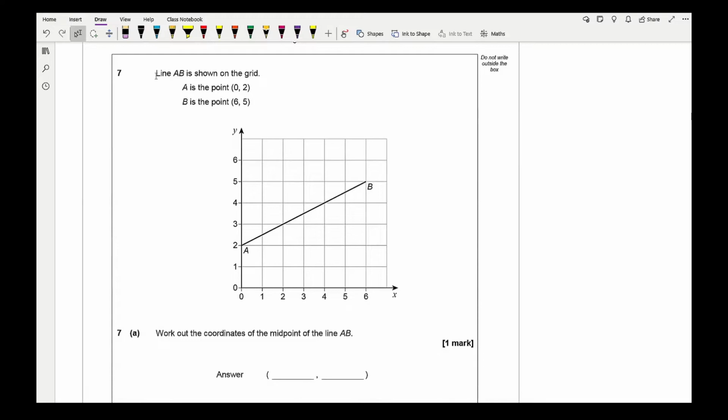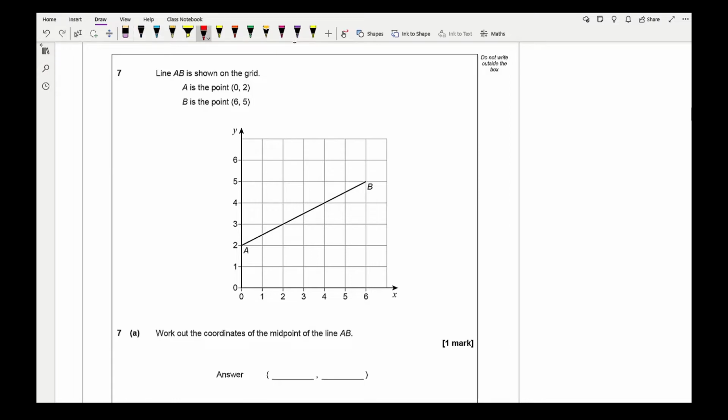And then moving on to question 7. Question 7 says we've got line AB shown on the grid, and A has the coordinate 0, 2, and B has the coordinate 6, 5. 7a asks us to work out the coordinates of the midpoint of AB. Now there are several ways you can do this depending on how you've been taught. You might have learned the midpoint formula, or you can just do it by sight.